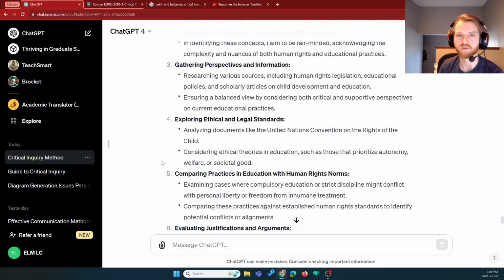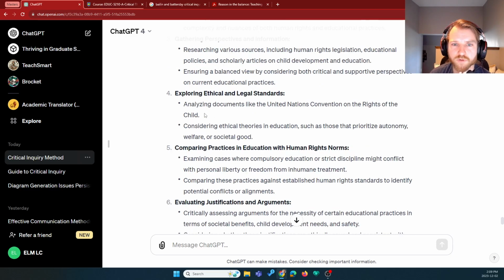Gathering perspectives and information. Researching various sources, including human rights, legislation, educational policy, and schools. So maybe it's getting confused here. Now it's kind of saying like this is what the process would be, but I don't think that it actually did that. So I'll have to see what it comes up with. I might have to give it more prompting.